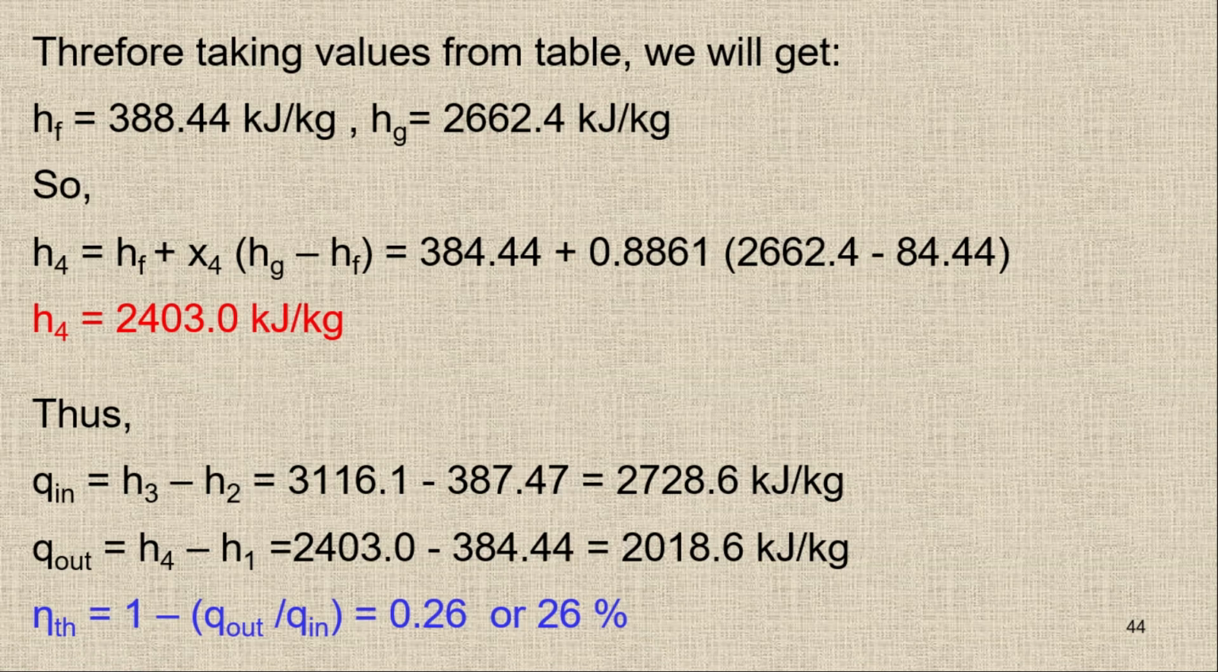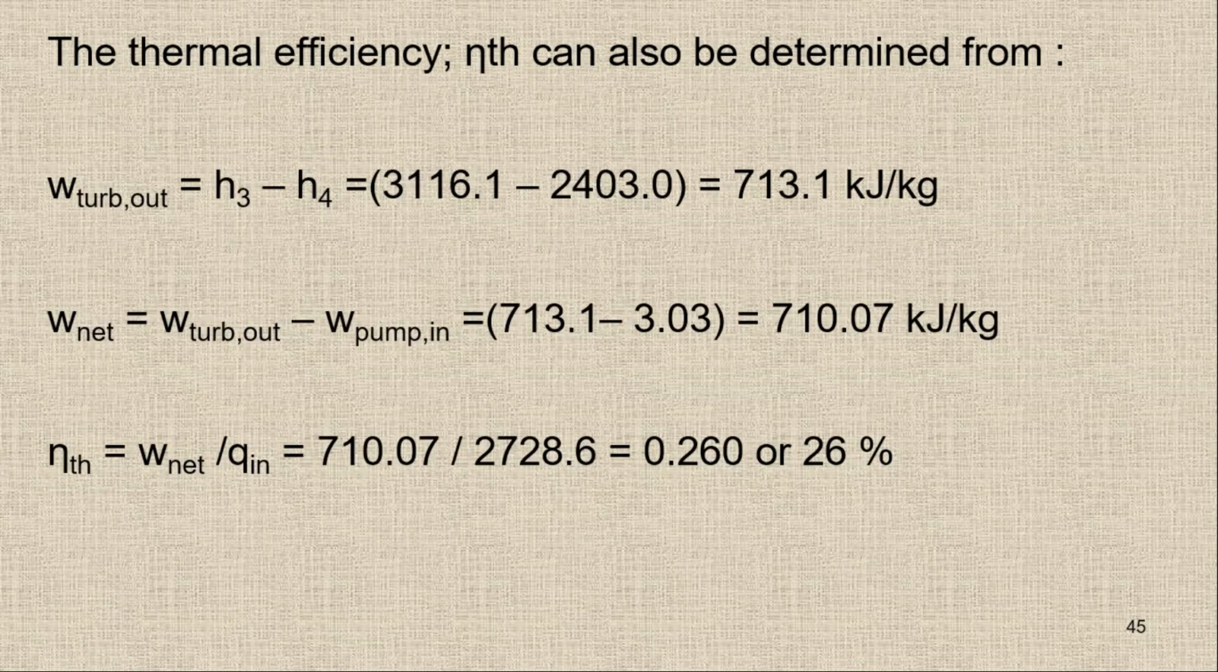Now from here we can solve this question in this way as well. So we have H3 minus H4 for turbine output, and we have the W net, which is the work output from the turbine minus the work input to the pump, and then we can check W net upon Q in, and you will get the same answer.